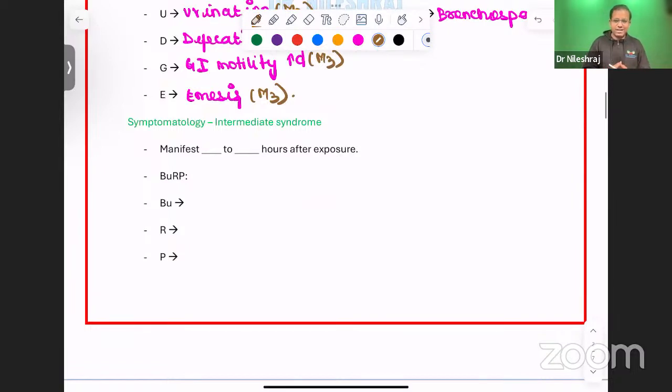There is something called intermediate syndrome. What exactly is intermediate syndrome? Intermediate syndrome manifests within 24 to 76 hours after exposure to organophosphorus compounds. It will not be seen on an immediate basis. After 1 day or 2 days, we can start seeing these kinds of symptoms.